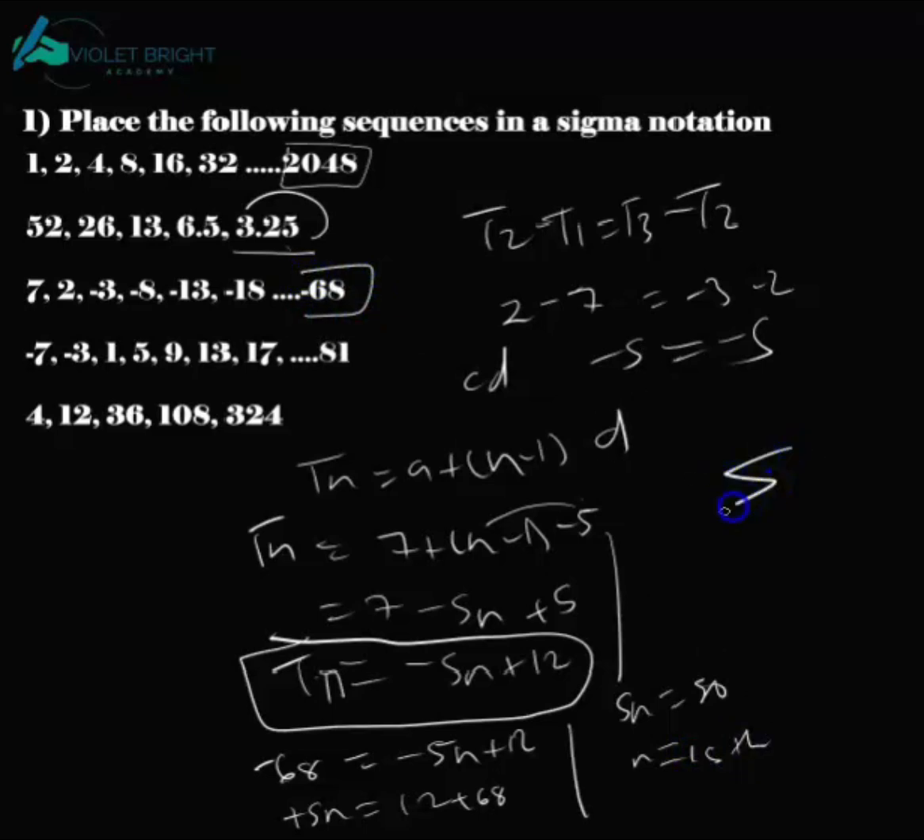So whenever we're doing our sequence notation, the upper limit is 16, the lower limit is 1, and the formula, just do it here, plus 2. That's how we do it. Then move to the last one.